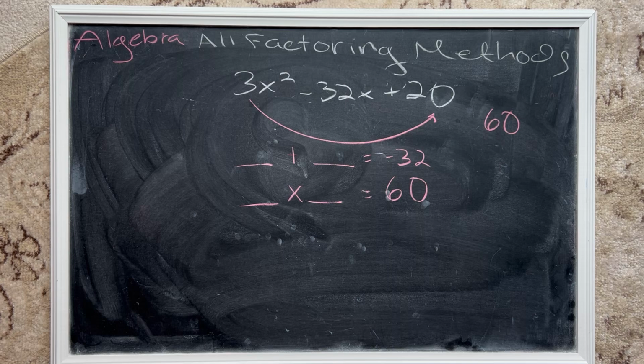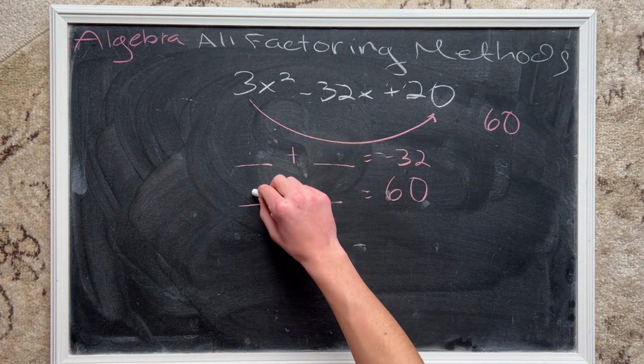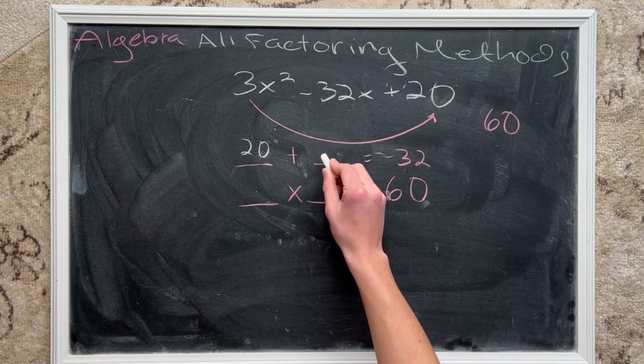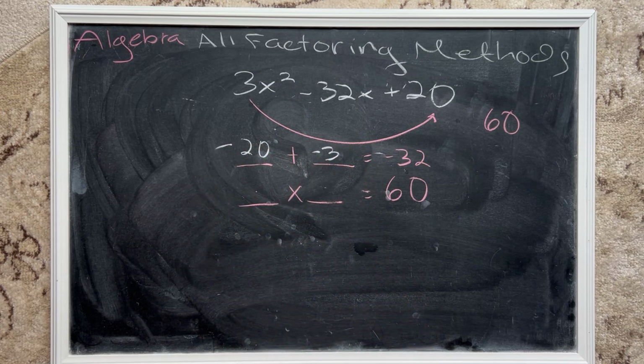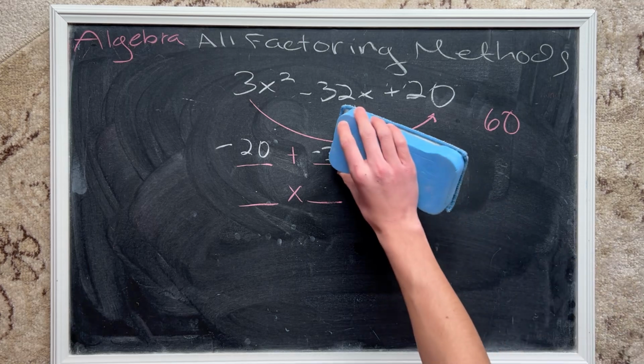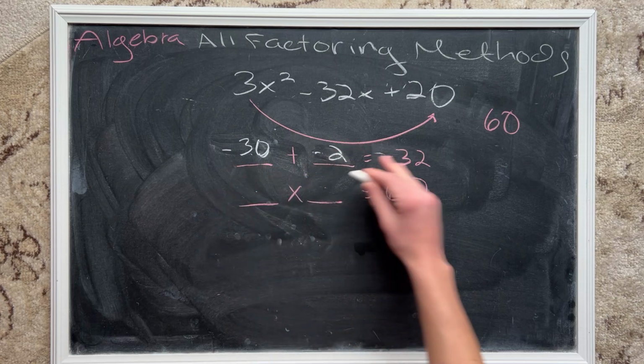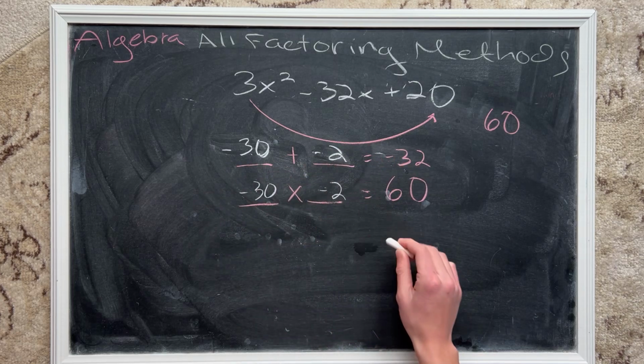So our two numbers, well, I think of 4 and 15. That doesn't work because 4 and 15 don't add to -32. Also, we see that this is a negative, and two negatives equal a positive. So this is going to have to be a negative plus a negative, and so both numbers are going to be negative. So 20 and 3 is 60. Not quite. Doesn't really work. Let's try that. 20 and 3, -20, -3. They add to -23. But 30 and 2, those do work. -30 here and -2, those add to -32, and -30 times -2 is 60.